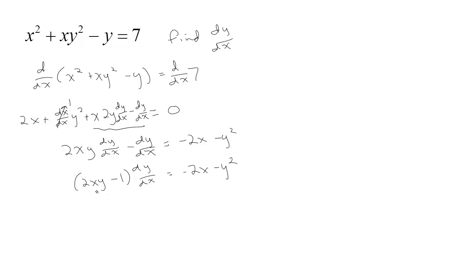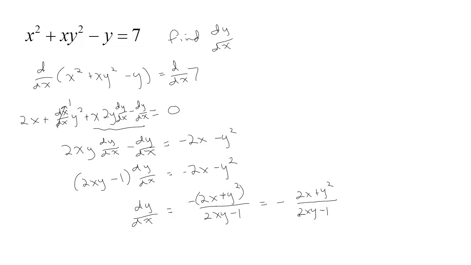Now, the last step, now that I have something multiplying dy/dx, I can get dy/dx just by dividing both sides by that. So I have minus 2x minus y squared all over 2xy minus 1. Okay, I could even maybe pull this negative out of both of these. If I factor out the negative, that becomes positive. Just write the negative out in front, with 2x plus y squared on top and 2xy minus 1 down below. I found the derivative of y with respect to x.